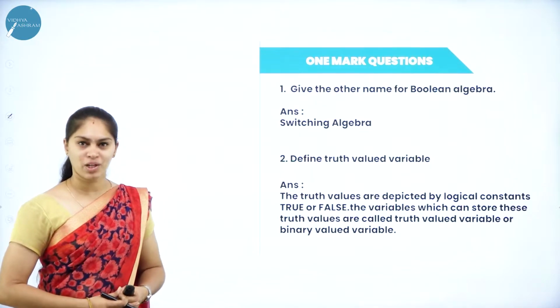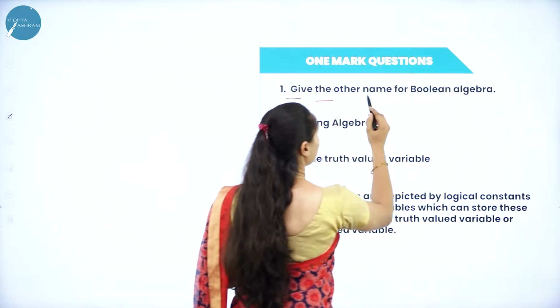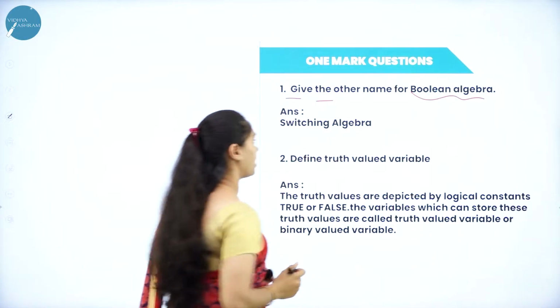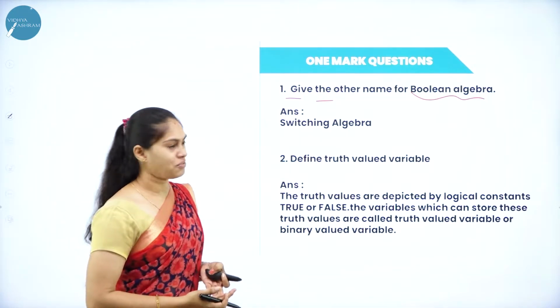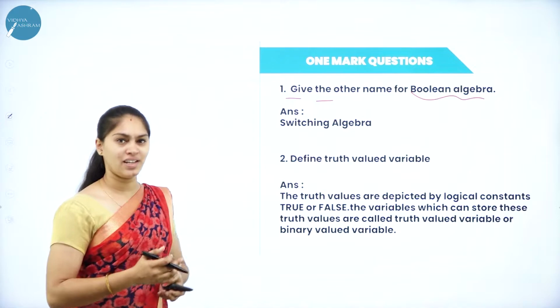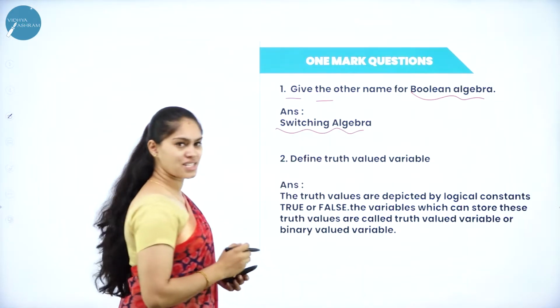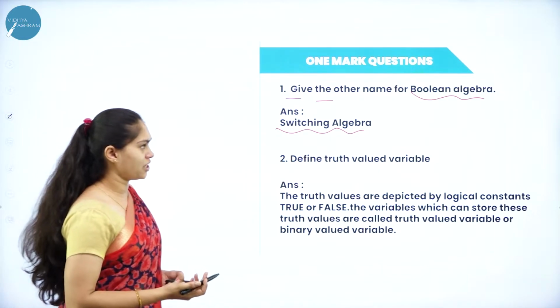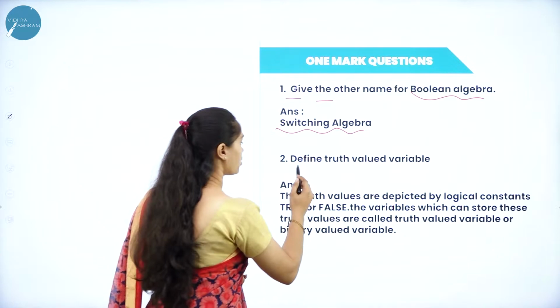We'll see the 1 mark questions from this chapter. What is the first question? Give the other name for Boolean Algebra. What do you mean by Boolean Algebra? They are asking you the synonym for Boolean Algebra. So Boolean Algebra is also considered as what? Switching Algebra. What is the alternative name for Boolean Algebra? That is switching algebra.